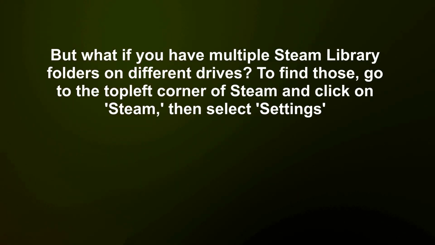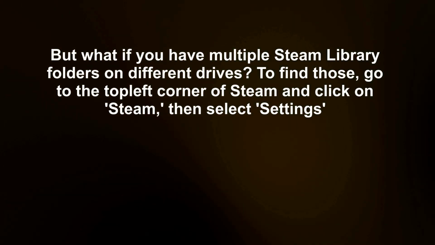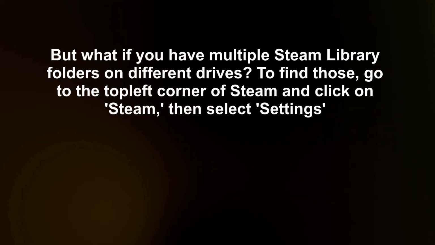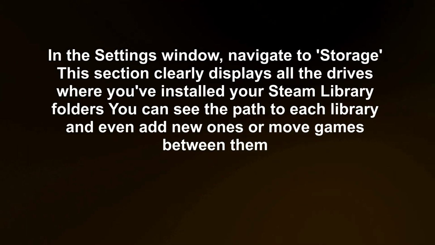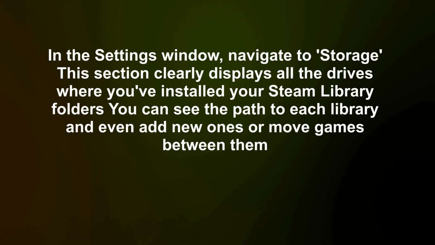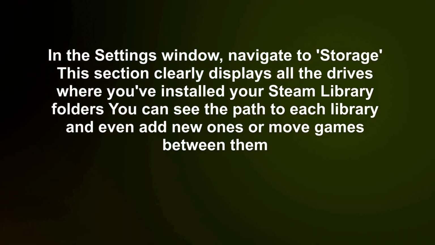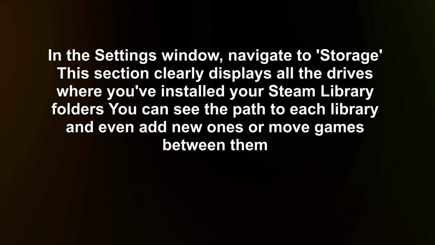But what if you have multiple Steam library folders on different drives? To find those, go to the top left corner of Steam and click on Steam, then select Settings. In the Settings window, navigate to Storage. This section clearly displays all the drives where you've installed your Steam library folders. You can see the path to each library and even add new ones or move games between them.